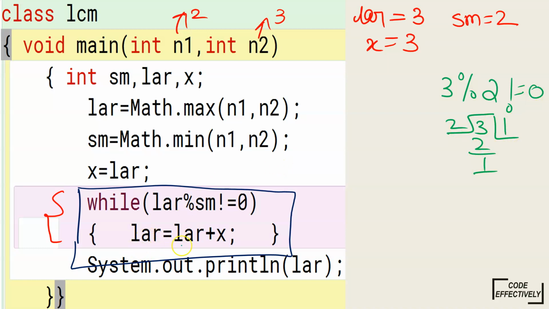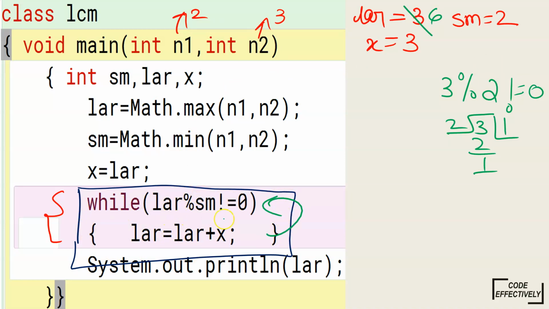So now lr is equal to lr plus x. The current value of lr is 3, and the value of x is 3. So 3 plus 3 gives you 6. Now lr is 6. Now again the loop will run.